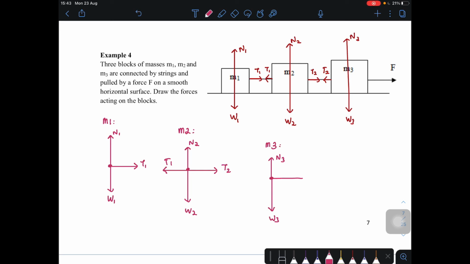To the right, external force F, and to the left is T2. Okay, so when you draw FBD, make sure you use a ruler, yeah? Okay, so we have three blocks, meaning 3 FBDs.